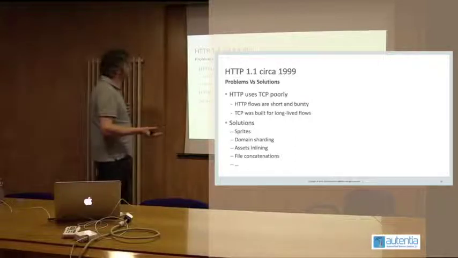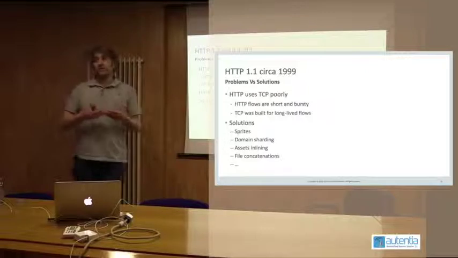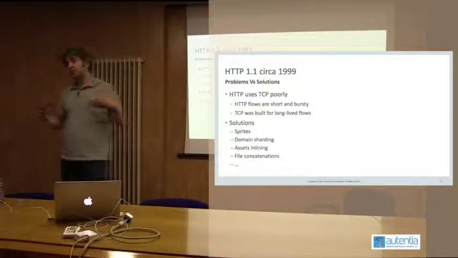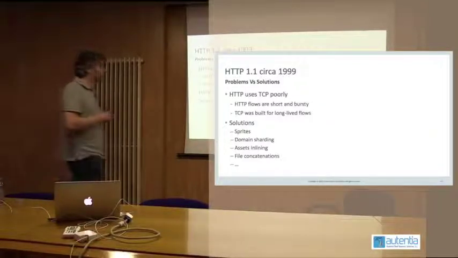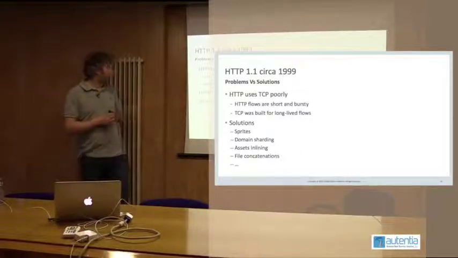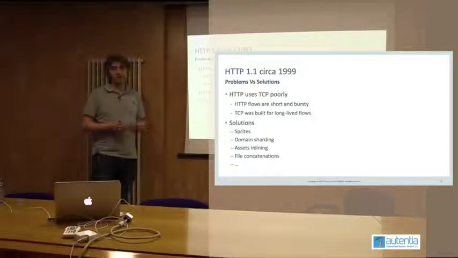There are a lot of issues with HTTP 1.1, and the fundamental reason that explains all of those issues is the fact that HTTP is based on TCP. TCP has been designed for long-lived connections, and HTTP is basically about having short connections, so a lot of small requests. So clearly there is a mismatch between those two protocols. There are different solutions to try to work around that mismatch.